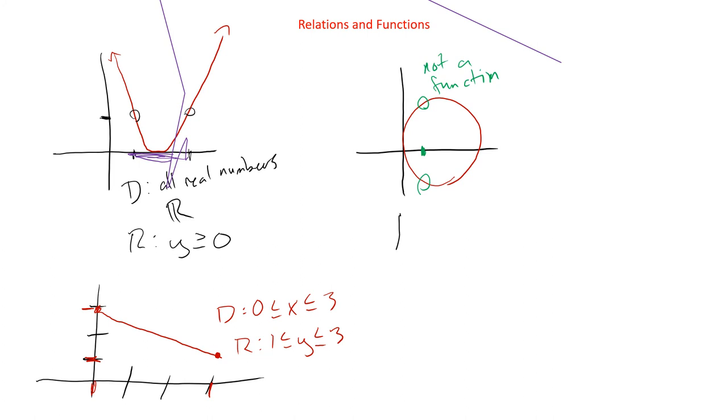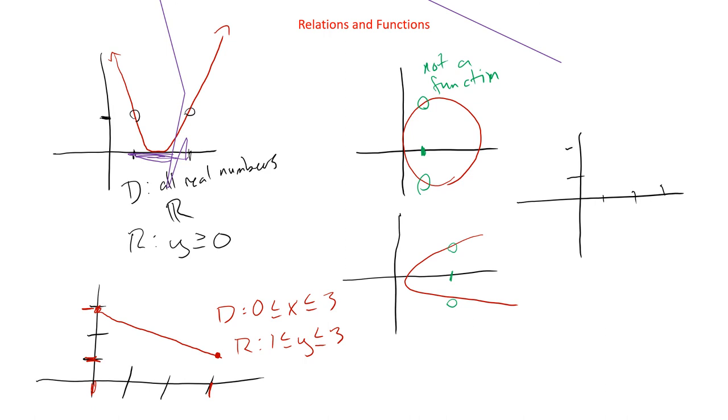Another thing that could be not a function is the curve that comes like that. Again, if we take an x value, we get two y values for it. Not a function. If we wanted a discrete relation that was not a function, we could put some points, and this is not a function because this x value has two y values associated with it. So it's not a function.